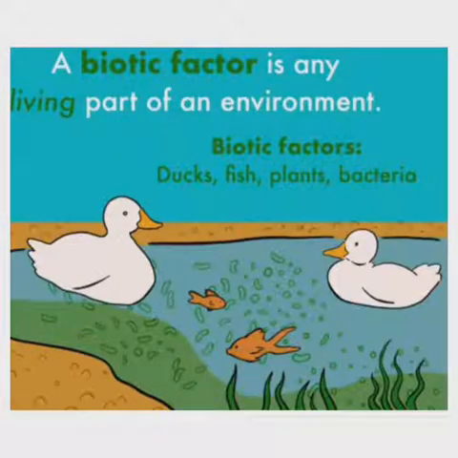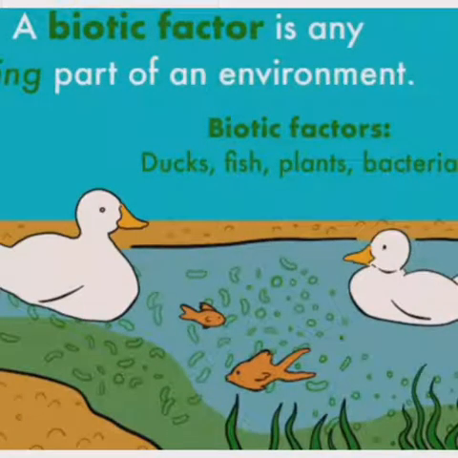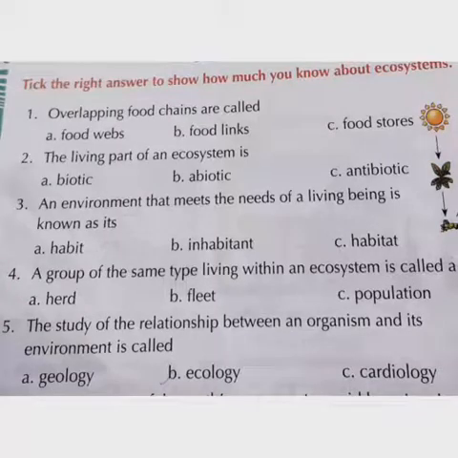An ecosystem is made up of animals, plants and bacteria as well as physical and chemical environment they live in. Okay, the living parts of an ecosystem are called biotic factors. Biotic factors include plants, animals and other organisms. So here the living part of an ecosystem is called biotic factor. Okay, biotic. A is the correct answer. Mark the answer A.